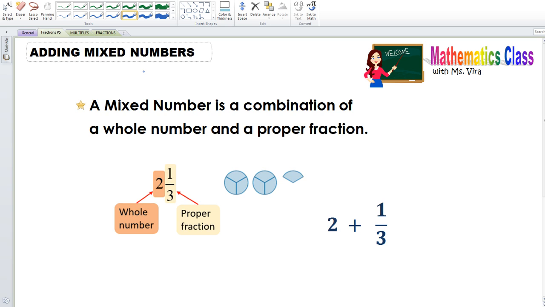Today we're going to learn how to add mixed numbers. As you remember, a mixed number is a combination of a whole number and a proper fraction. 2 1/3: 2 is the whole number, 1/3 is the proper fraction. In the picture, 2 wholes and 1 part out of 3 parts. So 2 1/3 is actually 2 wholes plus 1 over 3.